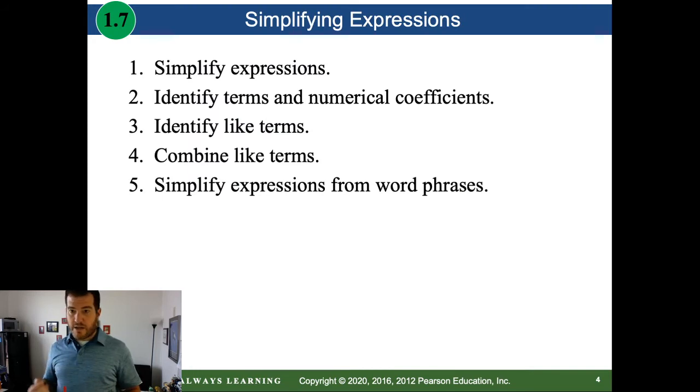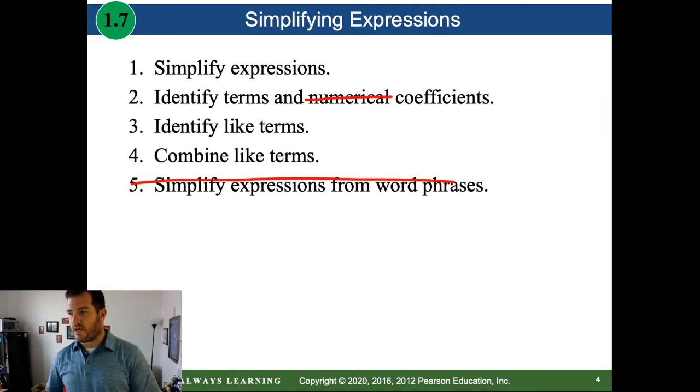Today we're going to talk about simplifying expressions. We're going to talk about identifying terms, and this says numerical coefficients, but I just call it coefficients. We're going to talk about identifying like terms, combining like terms, and then this last one we're actually going to take out, because it's not going to be on your test, and yeah, it's kind of difficult.